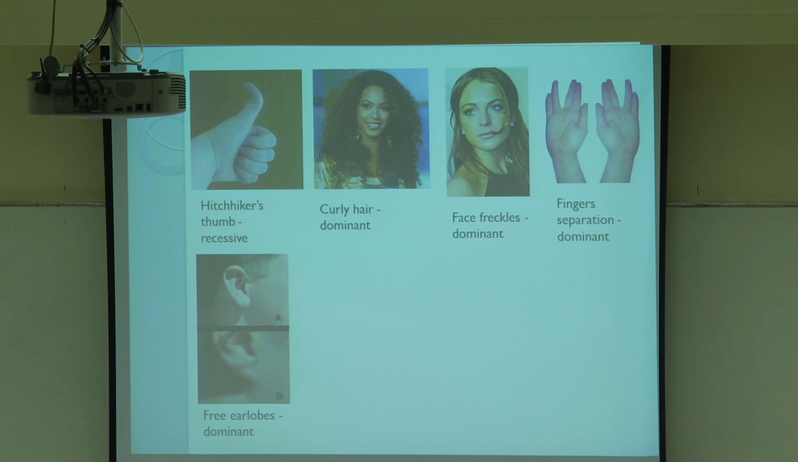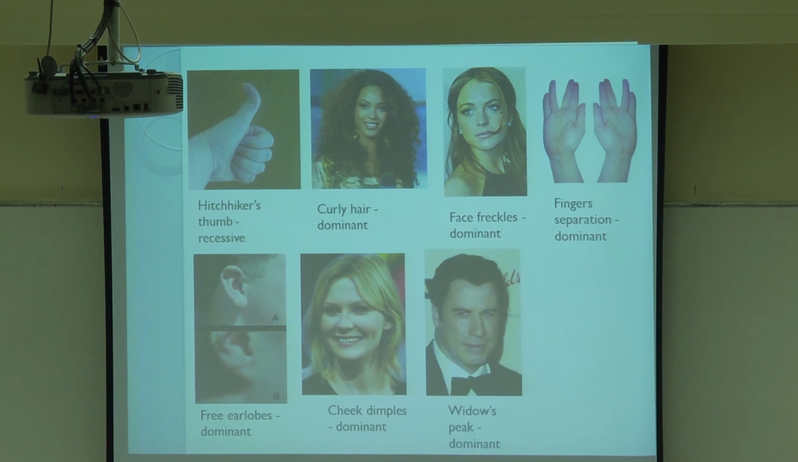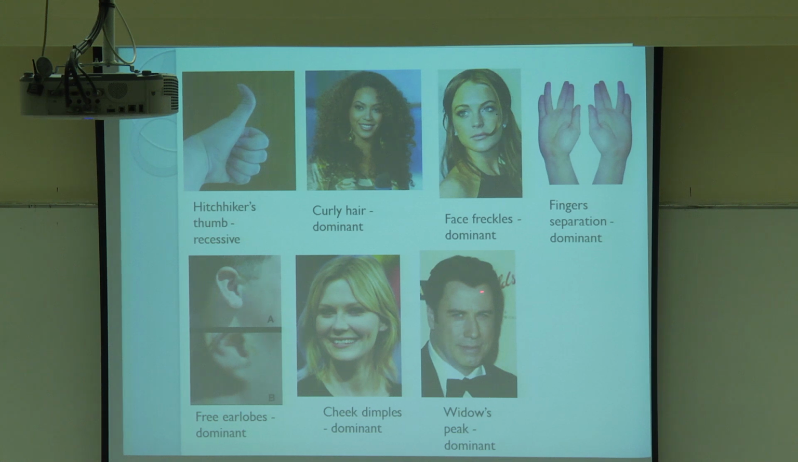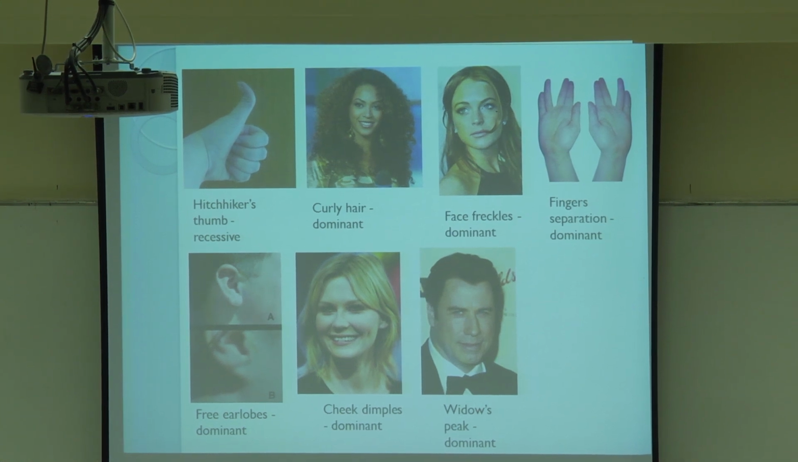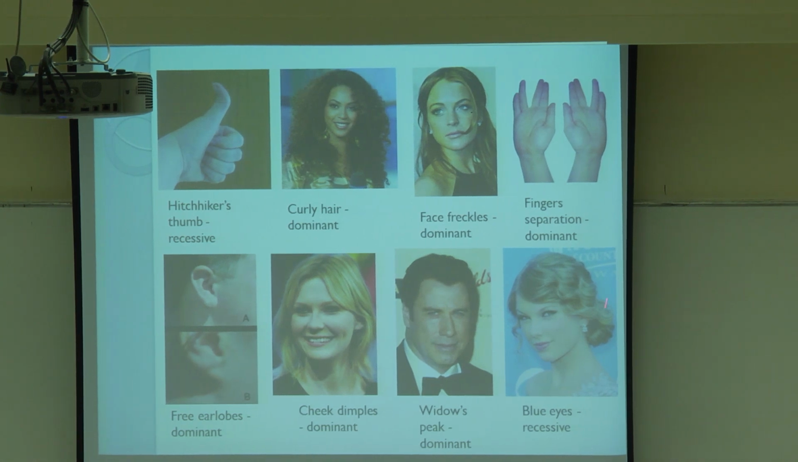Free earlobes, another dominant feature. Some people have connected earlobes, and this is recessive. And cheek dimples, they're also dominant. So these are examples that make it a little bit clearer. This is called widow's peak. You know this part, like Mickey Mouse? This is another dominant feature. And blue eyes, the classic example. So this is a recessive gene.